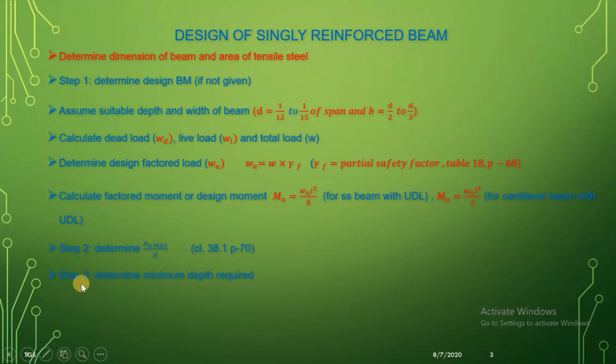Then step 3 is determine the minimum depth required. So for minimum depth required we are using Mu limit, which is 0.36 Xu max by D into (1 minus 0.42 Xu max by D) into b d square fck. This is clause G-1.1 (c), page 96, IS 456, 2000. Then find out the D required, which is equal to square root of Mu divided by 0.36 Xu max by D into (1 minus 0.42 Xu max by D) into fck b.